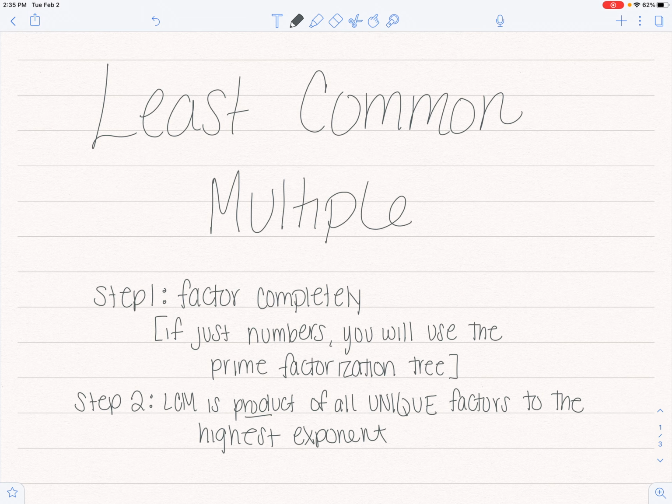exponent. So just a couple of definitions there. Product, meaning that I am multiplying. Of course, unique is the individual numbers. So unique means that you're not really taking into account any repeated numbers. So if you see 3 multiple times, you're just writing it down once. And then, of course, to the highest exponent means the largest power or the largest exponent.